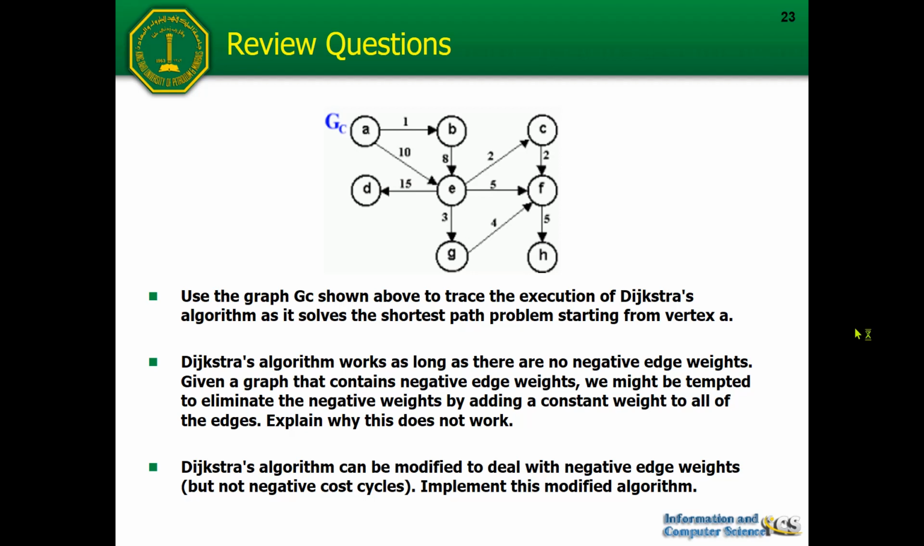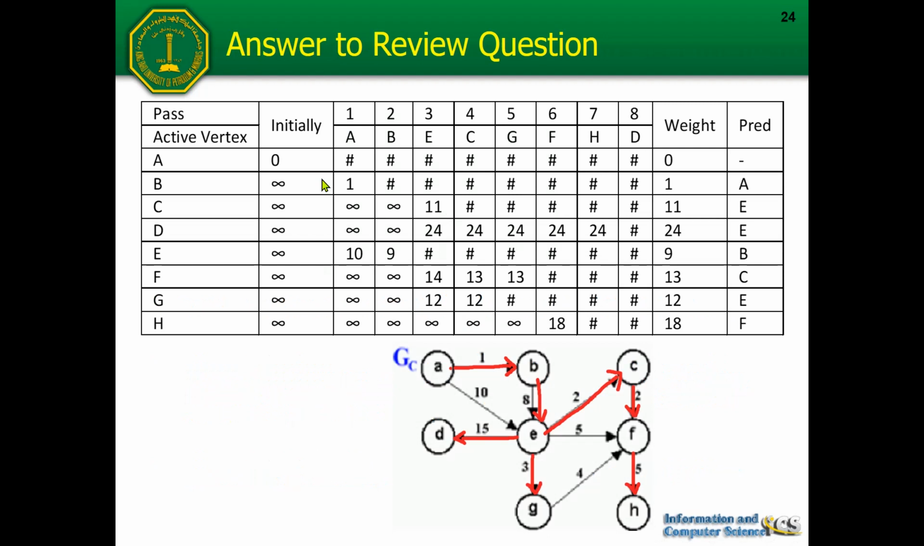Now there is the review question. The review question asks you to trace the Dijkstra algorithm, which means that you need to fill in the table by using this graph with the starting vertex A. Actually, I have done this exercise, so this is the answer. Similar to the previous example, we need to fill in the table.